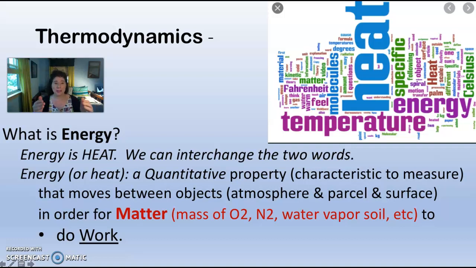objects. The objects that we're talking about in meteorology, again, are the atmosphere, the Earth's surface, and what is in the air parcels, the nitrogen, the oxygen, the water vapor. So it's a quantitative property that we can measure that moves between objects, between the atmosphere, between the surface, in order for the matter in those objects to do work. Now you may ask, what is work? And I'm ahead of you there.